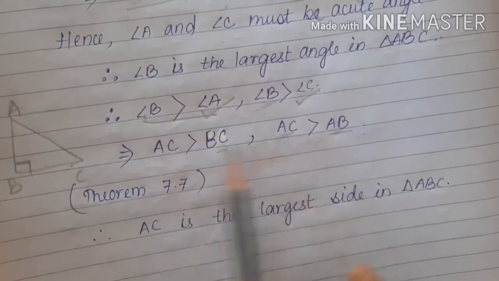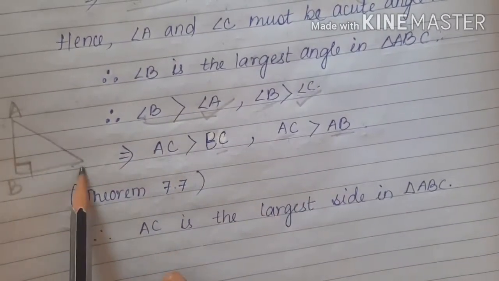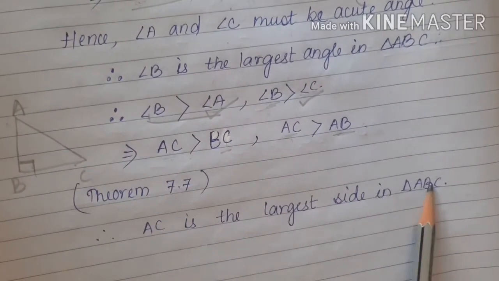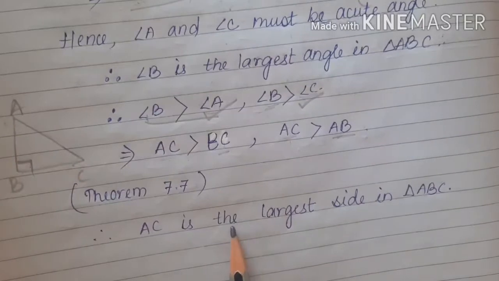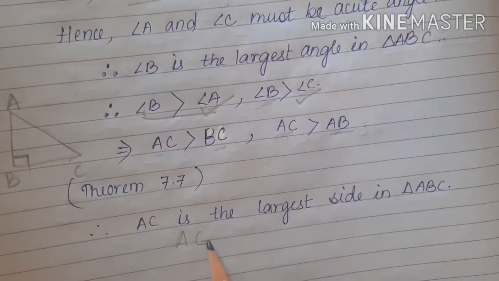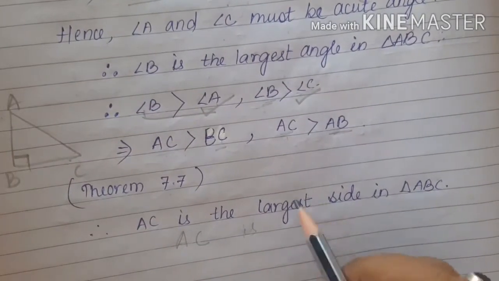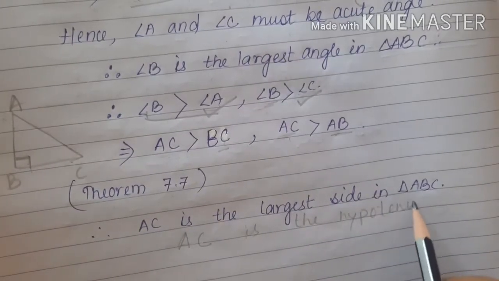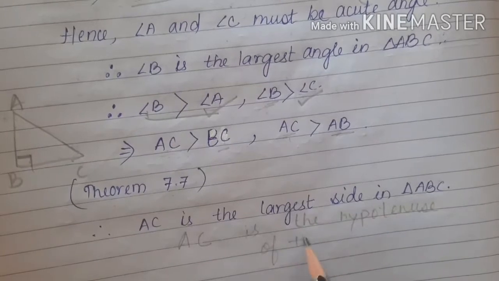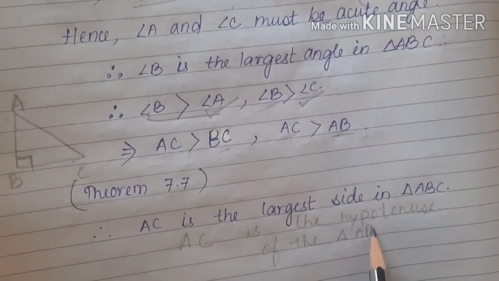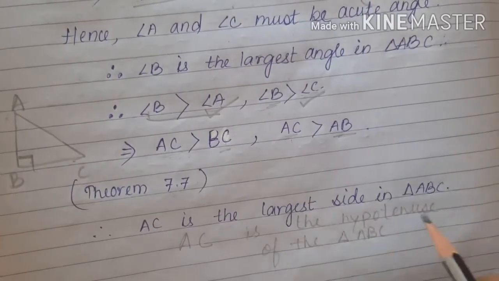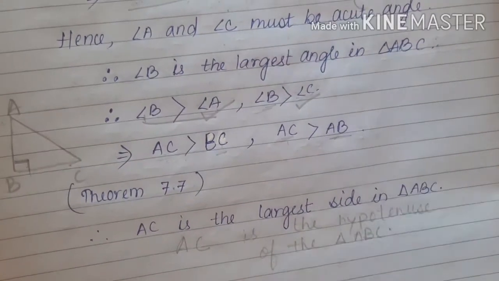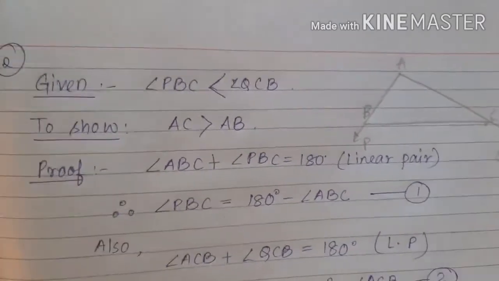That means AC is the longest side in the triangle. This is the largest side in the triangle ABC, and AC is our hypotenuse. So you have to write the next line: AC is the hypotenuse of the triangle ABC. So hence our question is proved. Come to the next question, students.